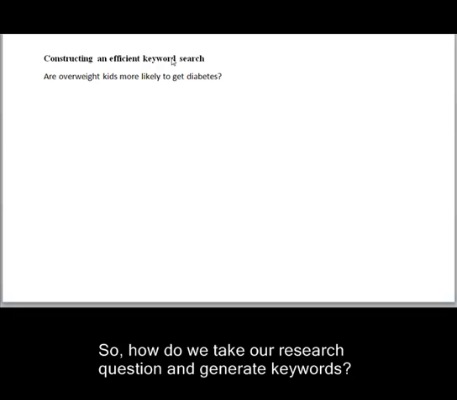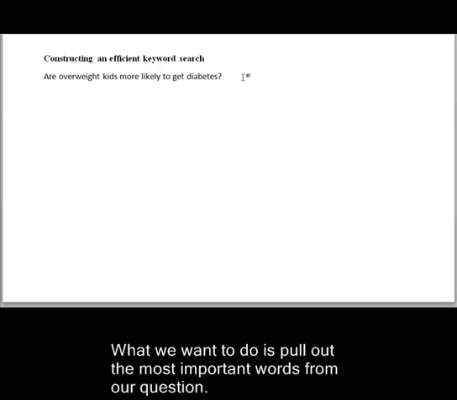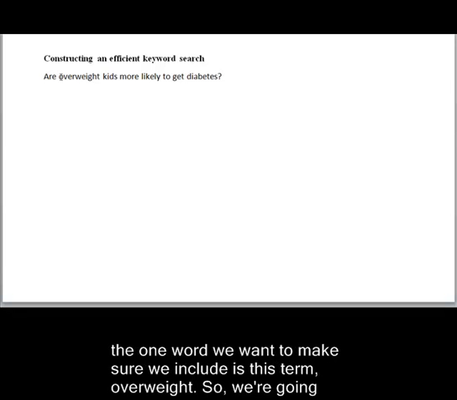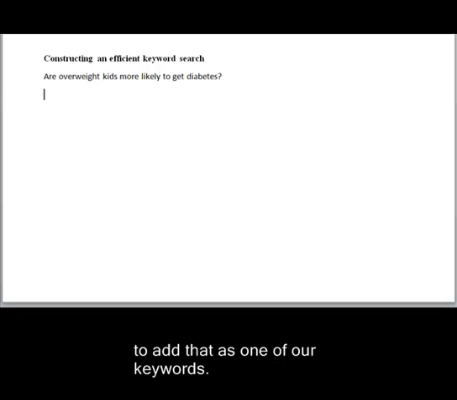Okay, so how do we take our research question and generate keywords? What we want to do is pull out the most important words from our question. So if we're interested in finding out if overweight kids are more likely to get diabetes, the one word we want to make sure we include is this term overweight, right? So we're going to add that as one of our keywords.